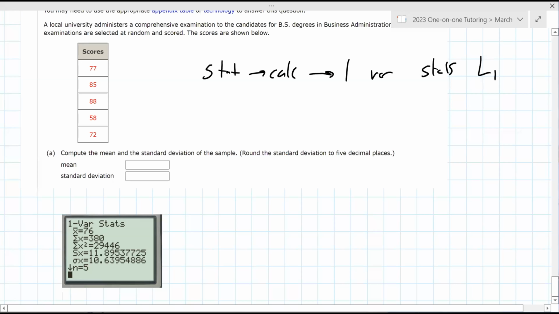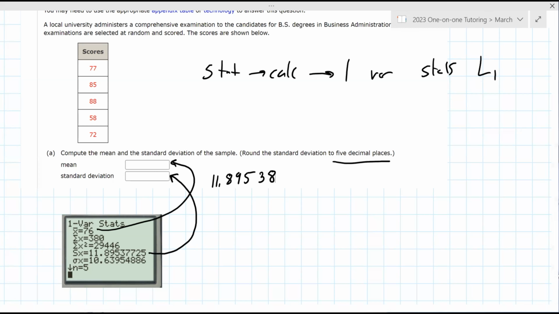Okay, so the mean is X bar, that's 76. Standard deviation is this Sx right here, to 5 decimal places. So that's going to be 11.89553.8. Any questions on that?